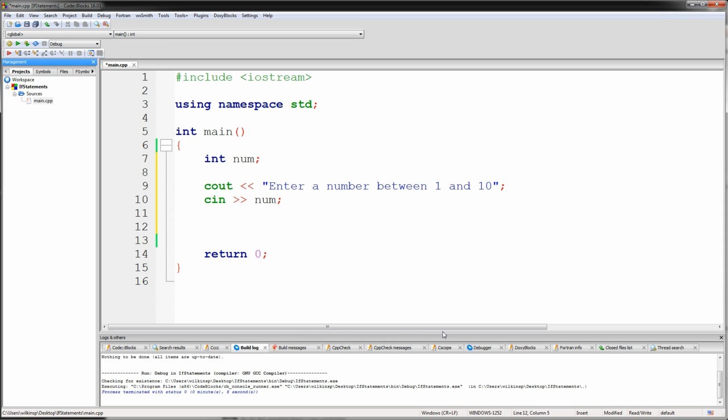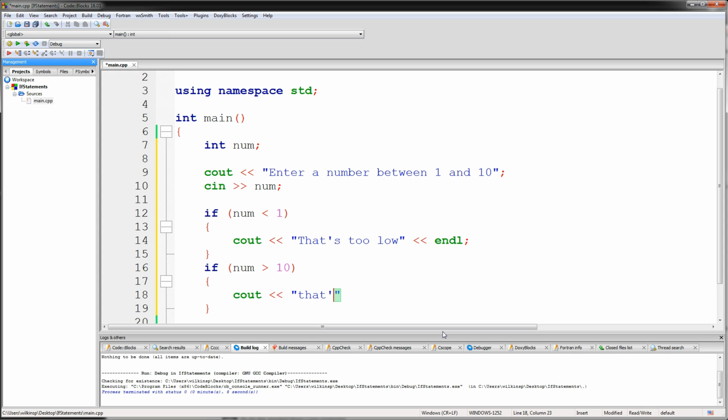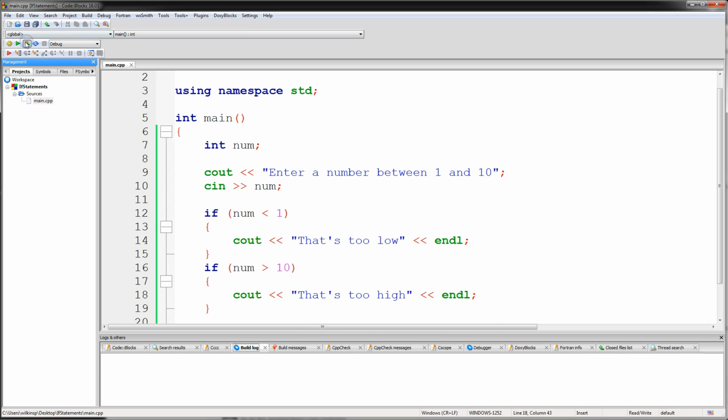So I could start off using the ideas that we talked about last time and say, okay, well, one problem is if the number is less than 1, then in that case we'll just go ahead and tell them that that's too low. On the other hand, if the number is greater than 10, then that number is too high. And we can just check our work real quick here.